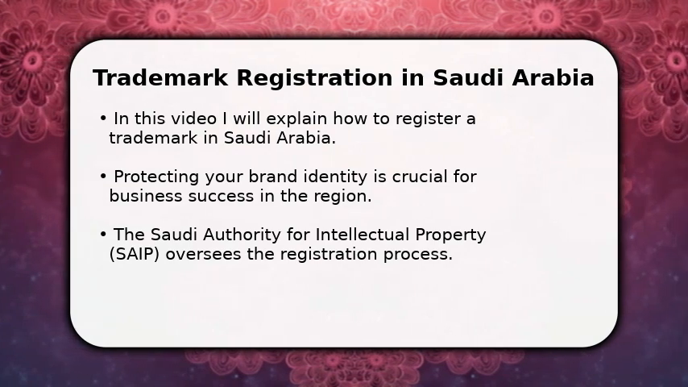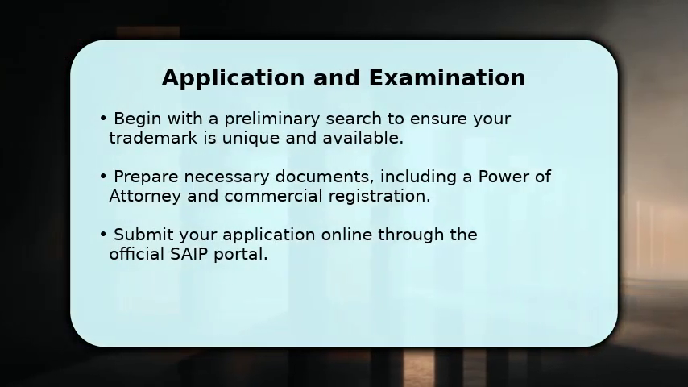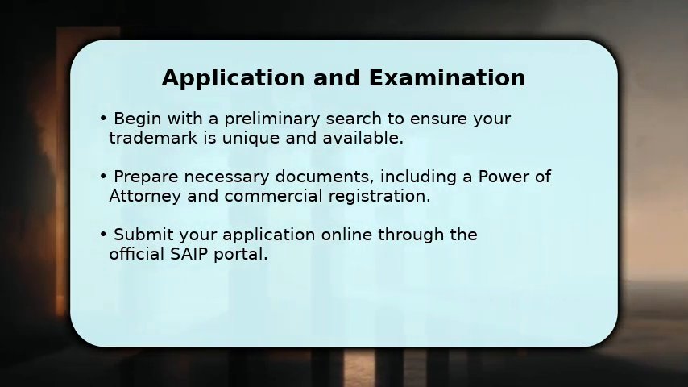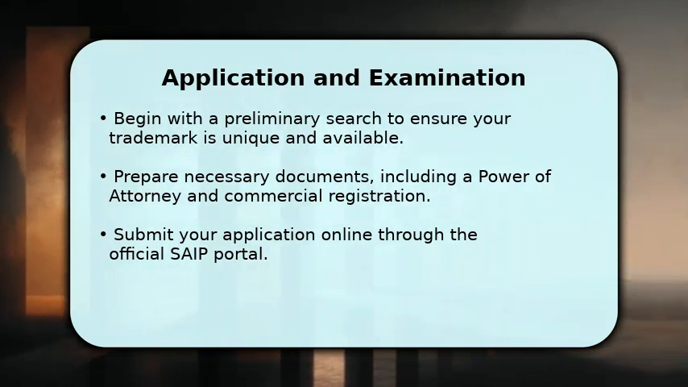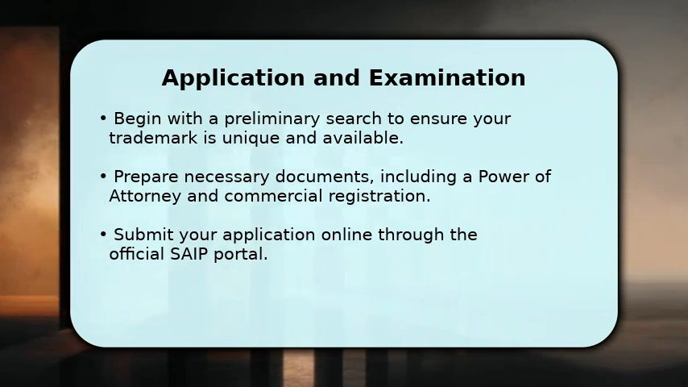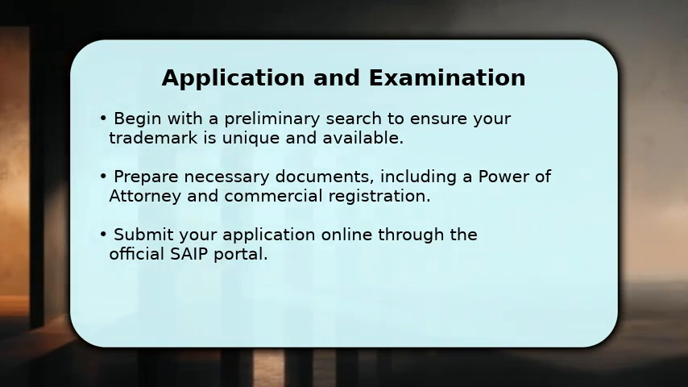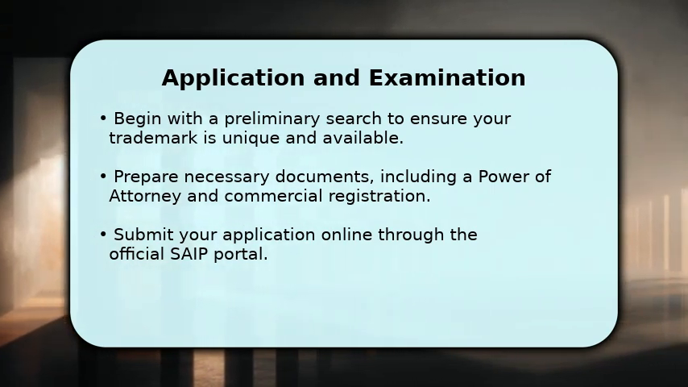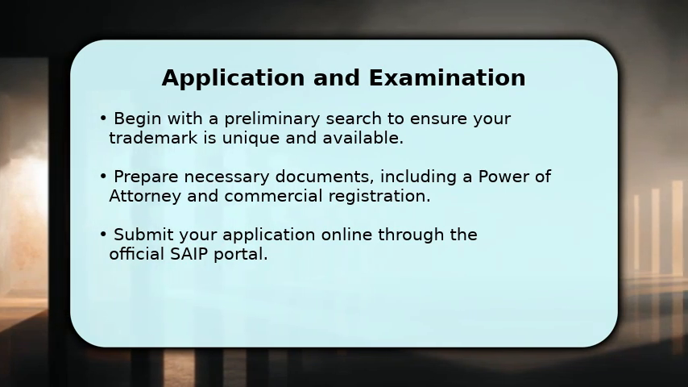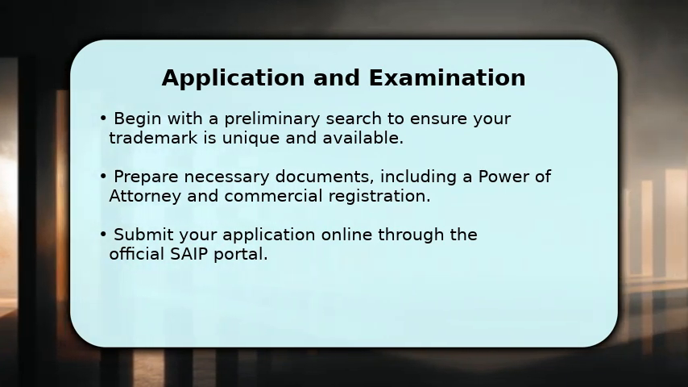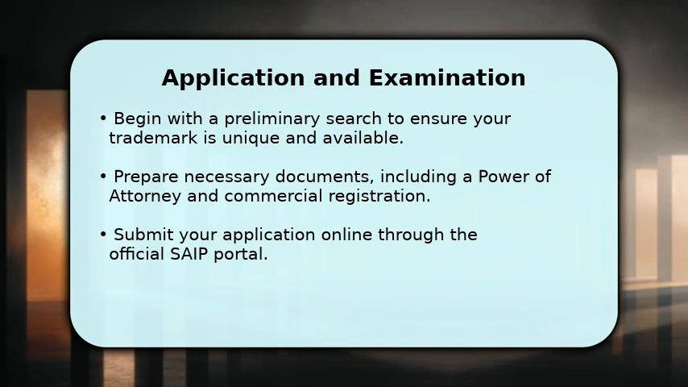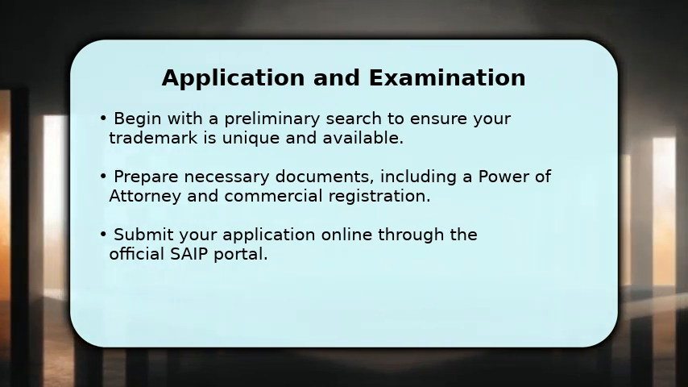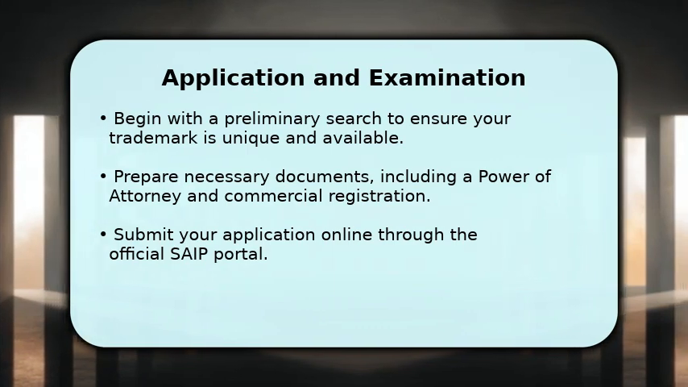in the marketplace. The first step is to conduct a thorough preliminary search to confirm your proposed trademark is unique and not already registered. Next, gather all required documents, such as a power of attorney and your commercial registration certificate. You will then submit your application online via the SAIP portal. Following submission, SAIP performs a formal examination, typically taking about 7 working days, to ensure your mark is distinctive and complies with all legal requirements.